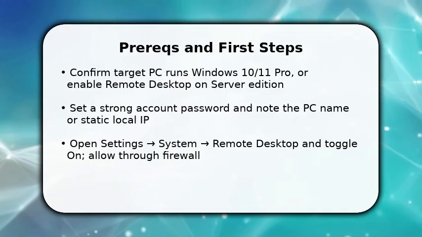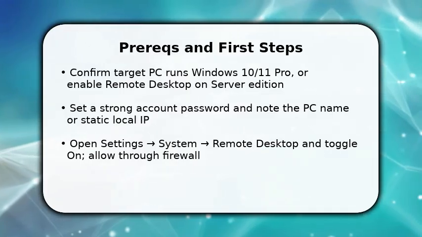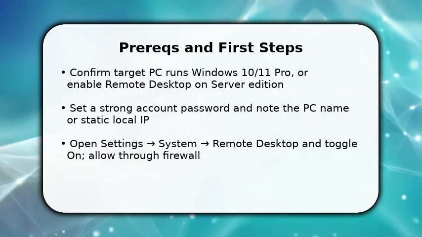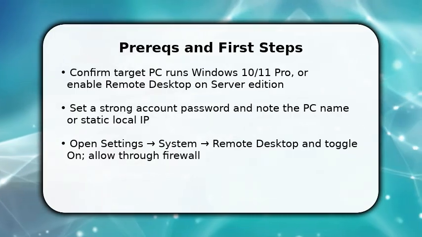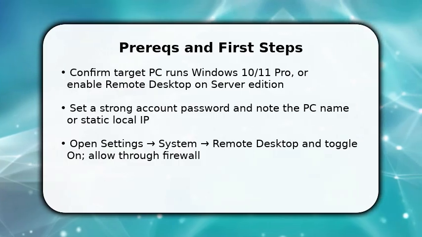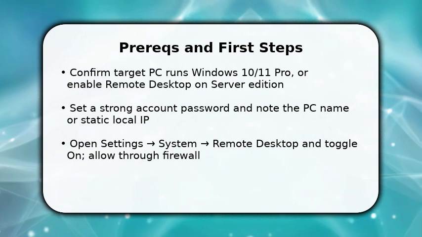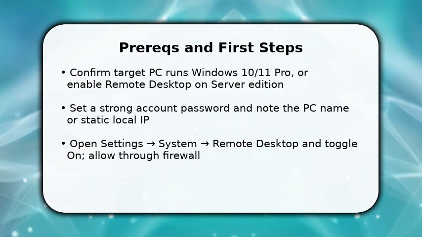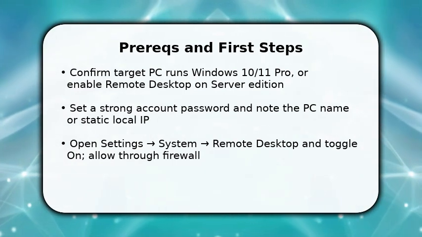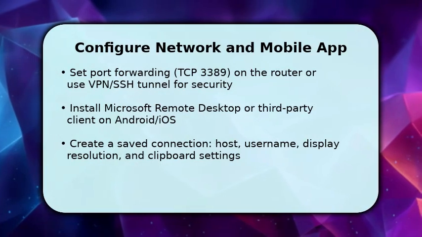Next, record the PC name or assign a static local IP so you can find it from your phone. Make sure remote desktop users include your account. Finally, decide whether you'll use Microsoft Account Sign-In, network-level authentication, or a direct IP for quick mobile connection. You now secure and connect the network.